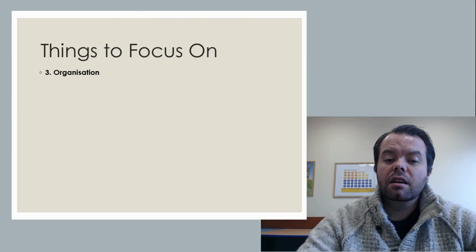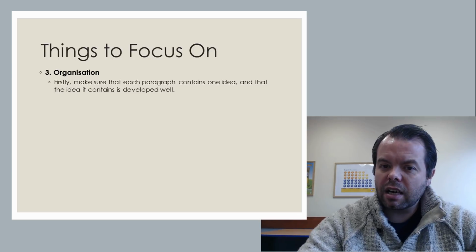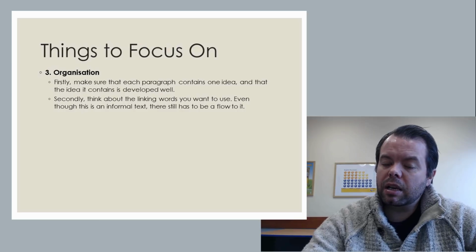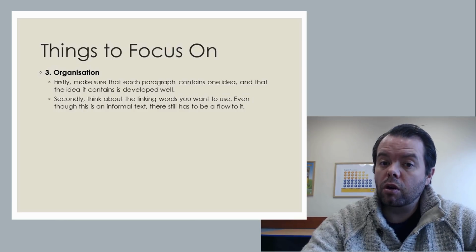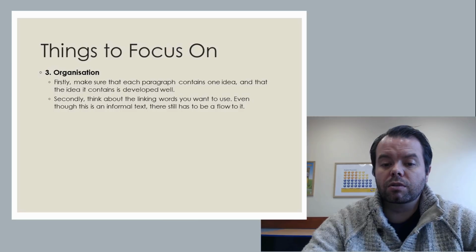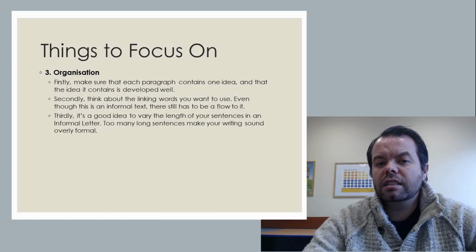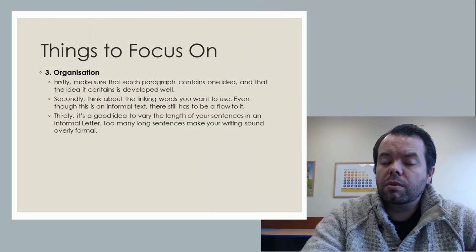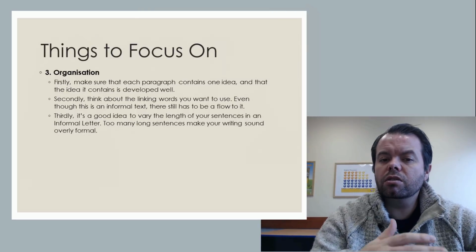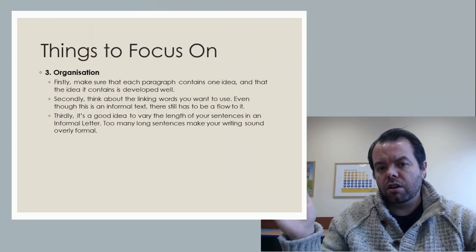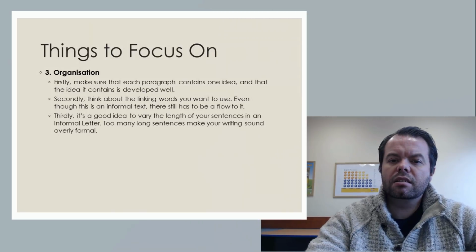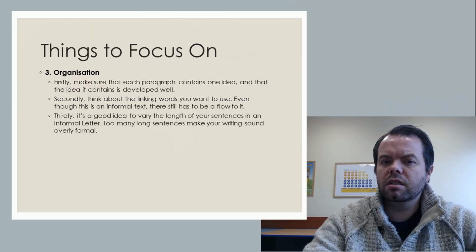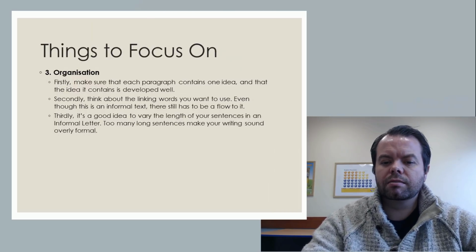And then in organisation, we want every paragraph to have an idea and for that idea to be developed. We need to think about linking words, but like I said, they don't want to be too formal. They should be natural and informal. It's also a good idea to vary the length of your sentences. Too many long sentences might bore the person reading, and also run-on sentences that just go on and on and on. They start to lose their meaning. It's hard to understand them. You have to start breaking them apart.